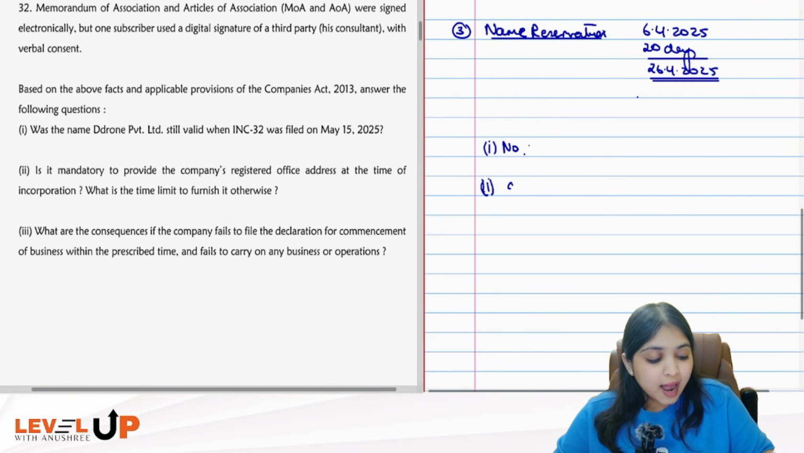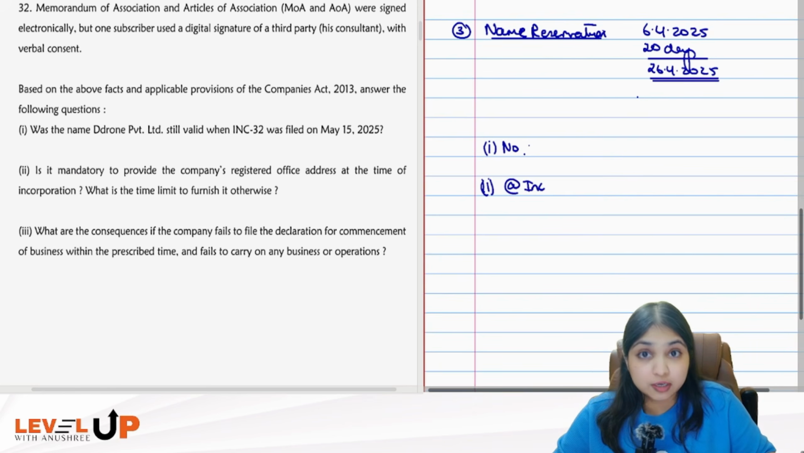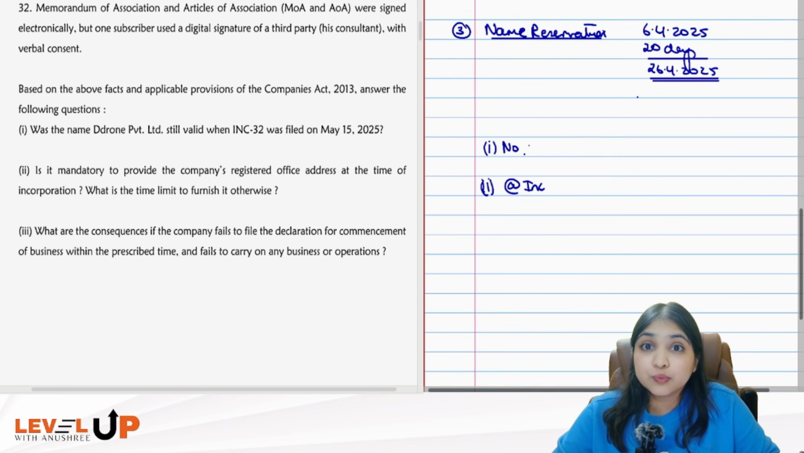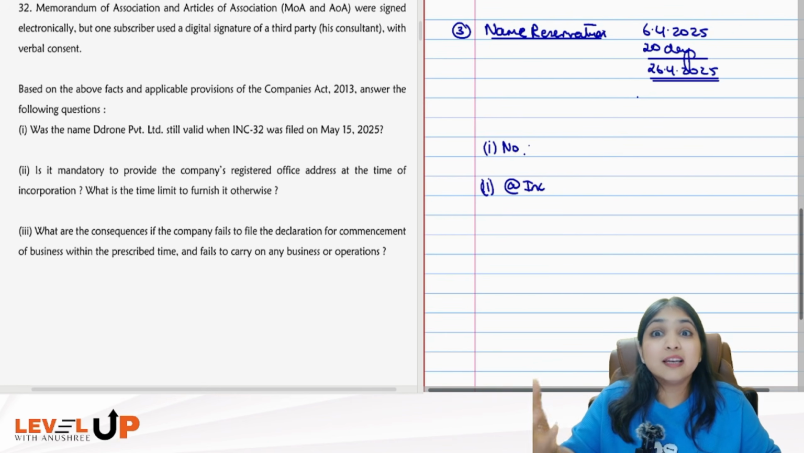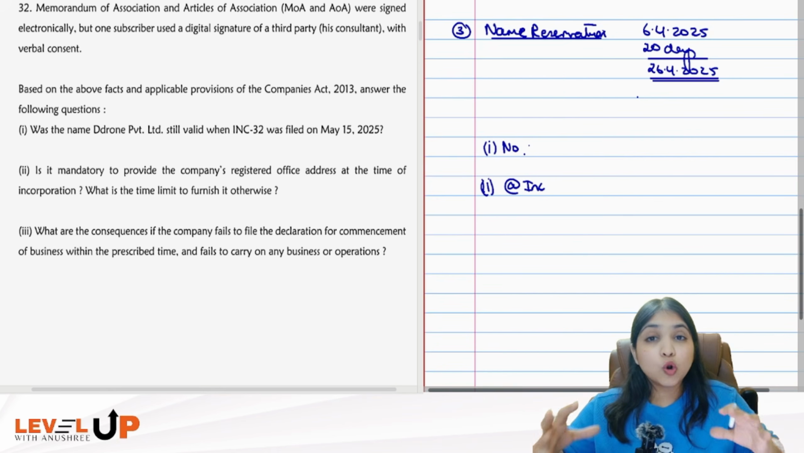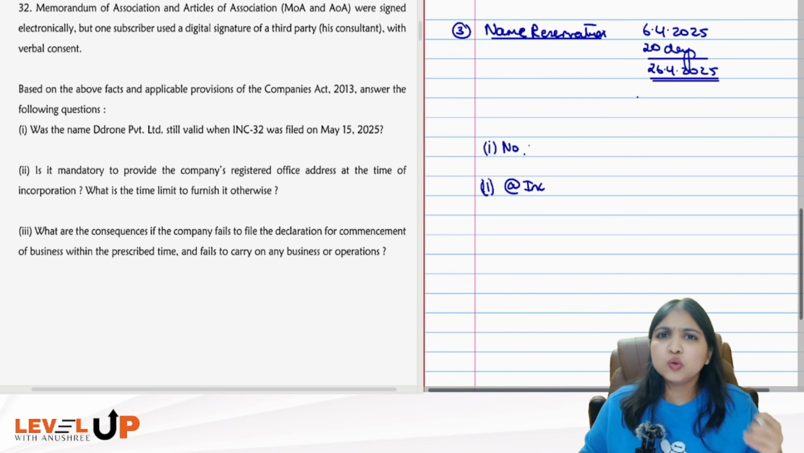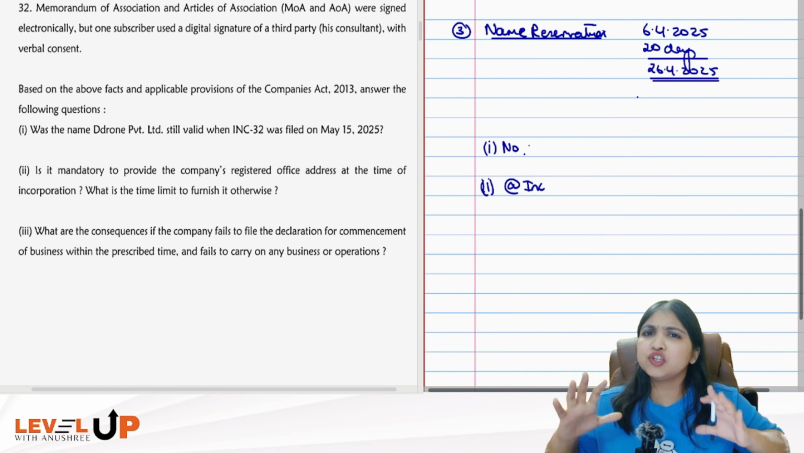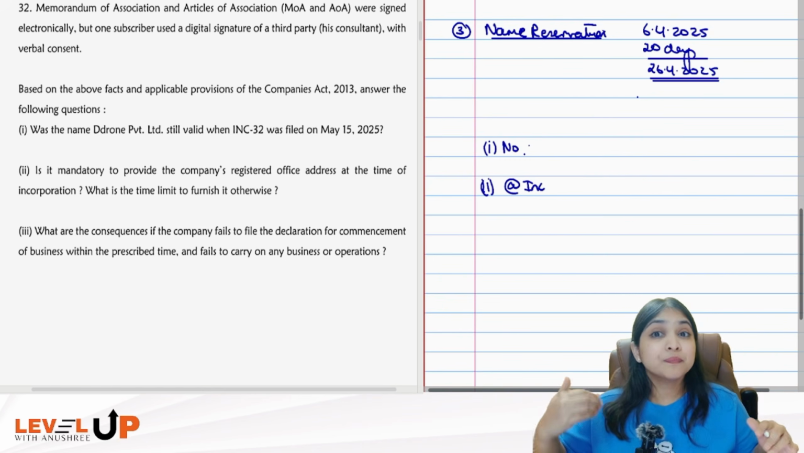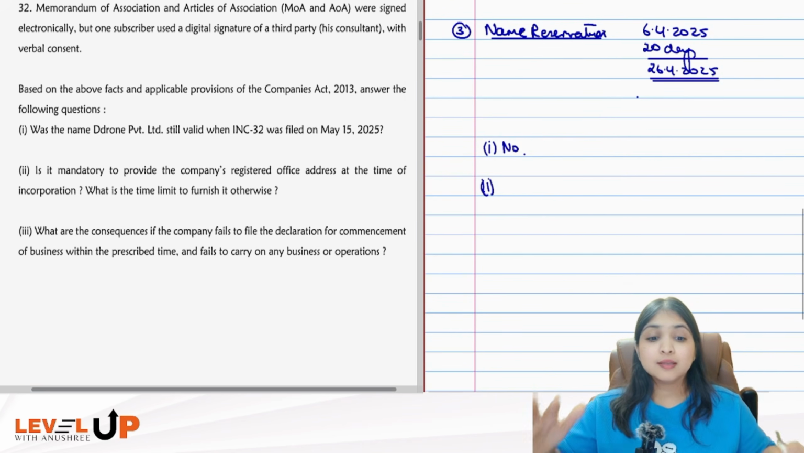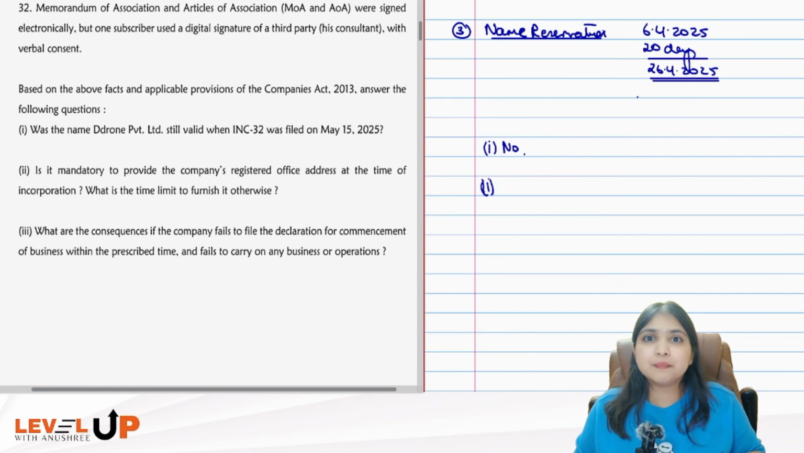Concept number 1. At the time of incorporation, we have to file some documents with the ROC, guys. Like for example, we have to file MOA, AOA copy with the ROC. Then we have to file a declaration saying that all the provisions of this act and the rules made thereunder relating to incorporation, everything has been complied with. We have to submit an affidavit to the ROC. So basically, when we incorporate the company, we have to submit a lot of documents and a lot of information to the ROC.